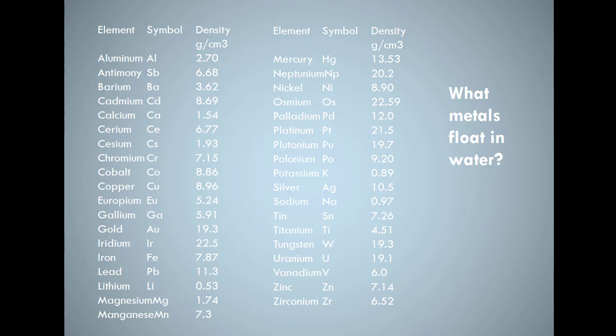Here is a list of densities of a whole bunch of metals, and you can see most of the metals will sink, which is what we expect, but there's actually some metals here that float. Can you find them? So lithium, sodium, potassium, those are the ones that float. You can see that their densities are less than water. And here's potassium right here. I'll underline it so you can see it. So kind of interesting that some metals are less dense than water.